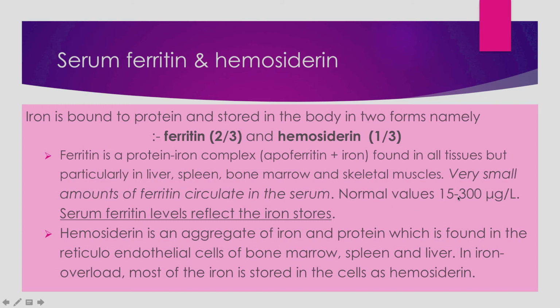Normal values are 15 to 300 micrograms. So this serum ferritin level, the amount of ferritin which circulates in the blood, reflects the iron stores. So these normal values reflect the normal iron stores, whereas hemosiderin is an aggregate of iron and other protein which is found in reticuloendothelial cells of bone marrow, spleen and liver, and this is a bigger molecule. If this hemosiderin is increased in the body, that defines iron overload, that the iron is more in the body if the hemosiderin levels are more than normal. So we do the hemosiderin test in cases where there is iron toxicity in the body.